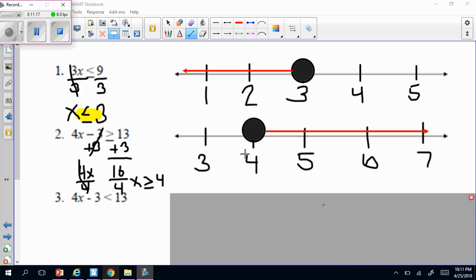Now, when in doubt, think about what would happen if we plug numbers in. So if we plugged in 3, is 3 greater than or equal to 4? No. But if we plug in 5, 6, or 7, 5 is greater than 4, 6 is greater than 4, and so is 7. So you want to draw your lines on the numbers that would make sense. And this way, all the numbers that would work are on the right.